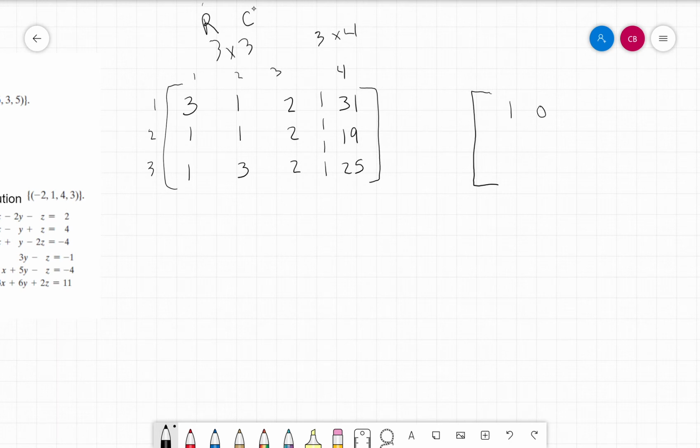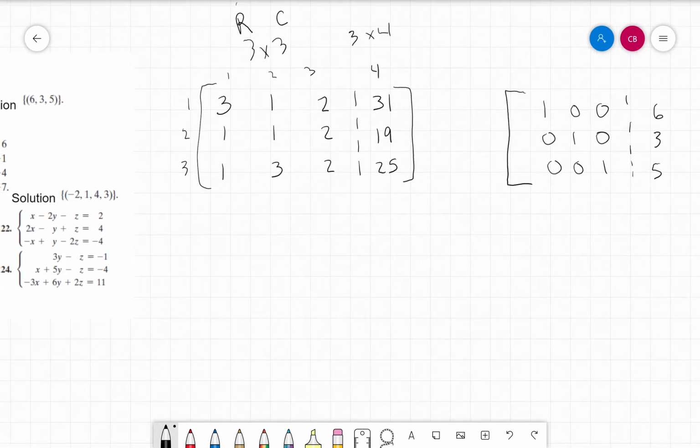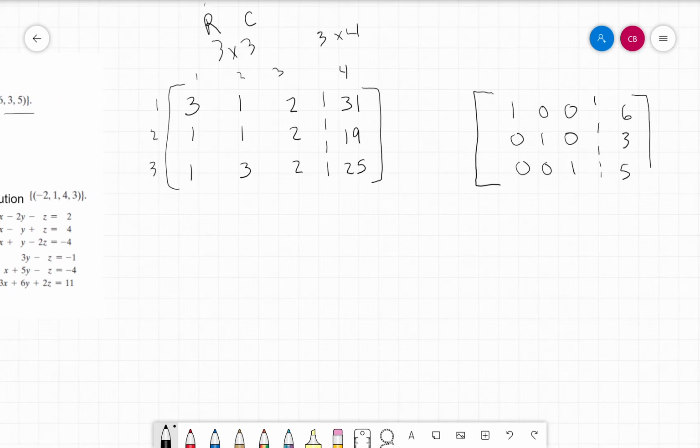Our goal here is to get 1, 0, 0, 0, 1, 0, 0, 0, 1 in this matrix. And then we want to get 6, 3, and 5 to come out over here. The reason I know this is because I have the solution written right here on the side, and that will be the resulting one. So we're going to do a bunch of work right now. Follow along the best you can.